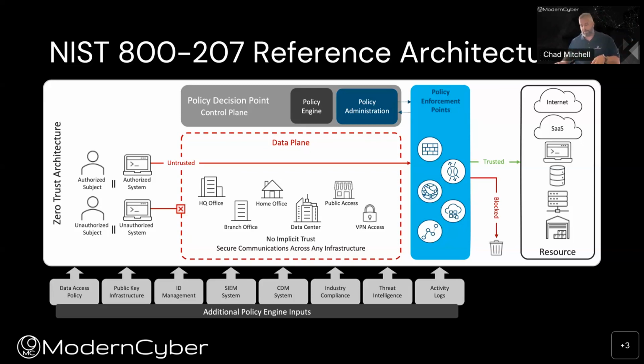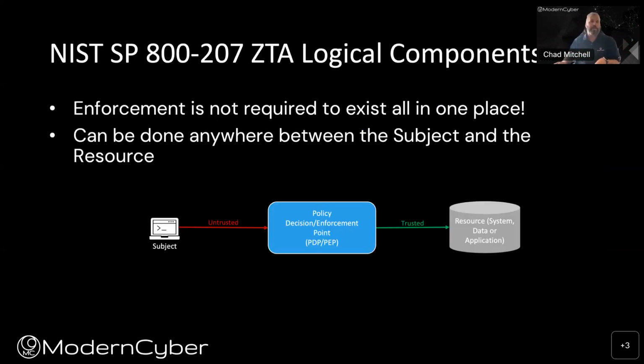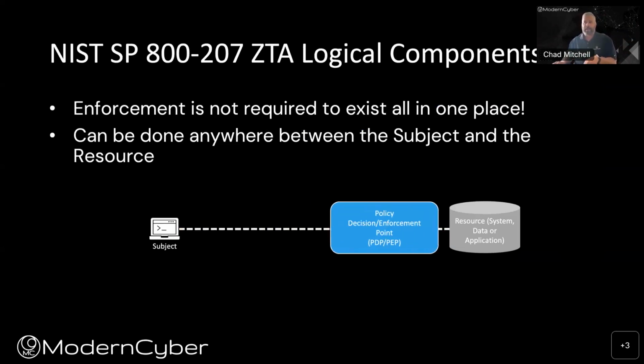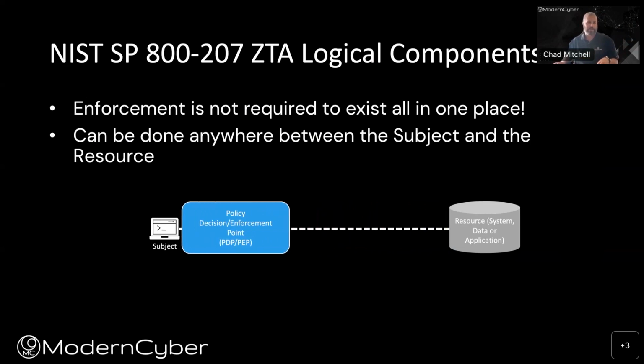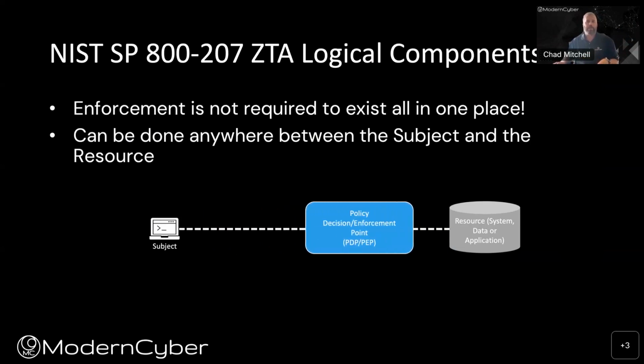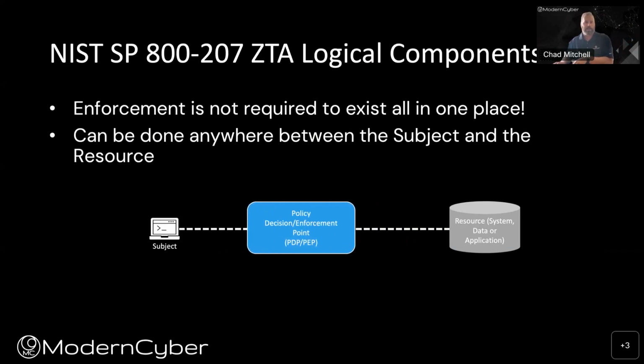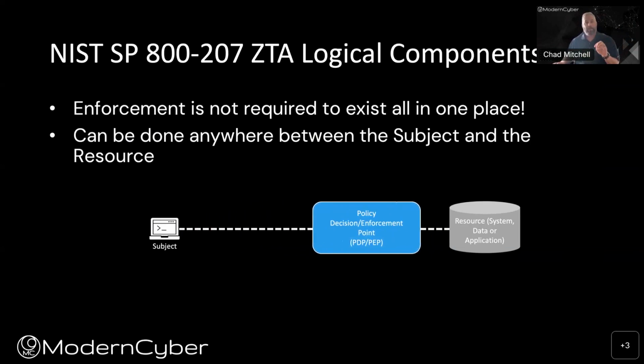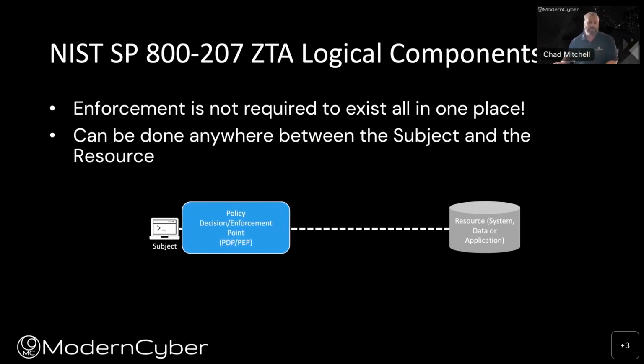One of the biggest things that I see highlighted in NIST 800-207, over any of the other ones, is that the enforcement is not required to exist all in one place. It's not a head end, a data center, everything's in the cloud. The reality is that it can exist anywhere between the subject, even on the endpoint itself, or on the resource that's housing that data. Policy enforcement point can be one or many, and it can be anywhere in that traffic flow.